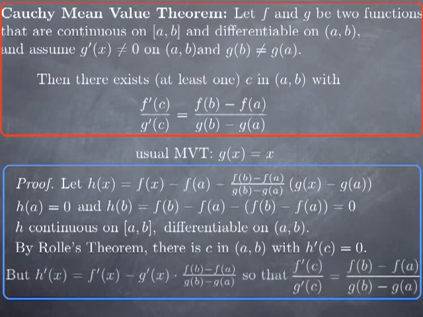But if you look at the derivative of h, it's f prime minus g prime times this coefficient, f of b minus f of a divided by g of b minus g of a. So when you look at what happens at c, when h prime of c is 0, you get that f prime of c divided by g prime of c is the quantity that we are looking for, f of b minus f of a divided by g of b minus g of a.